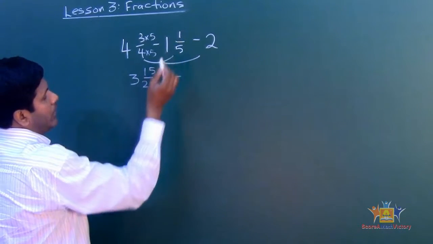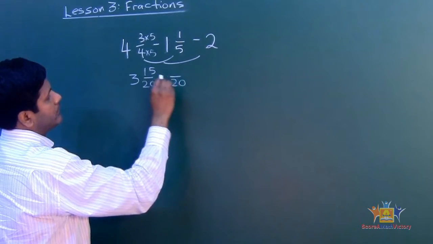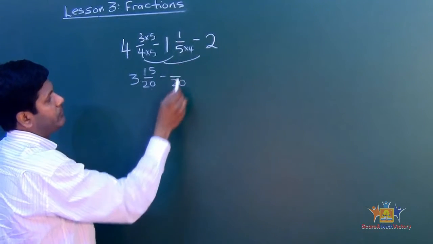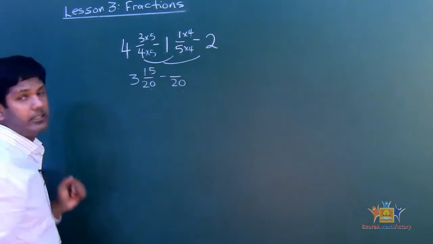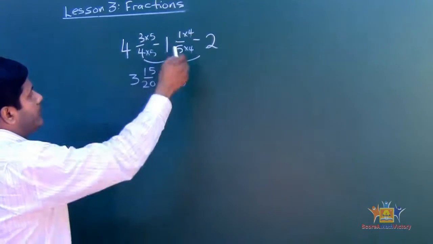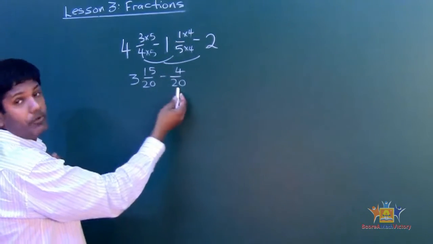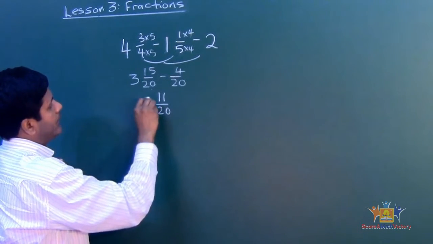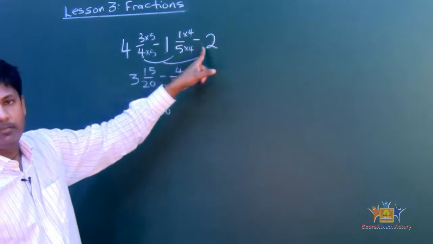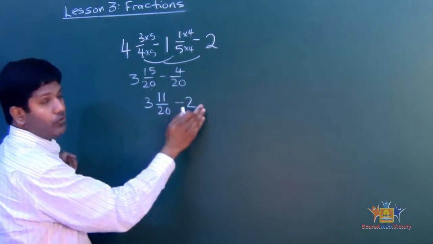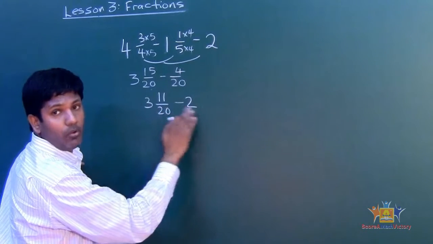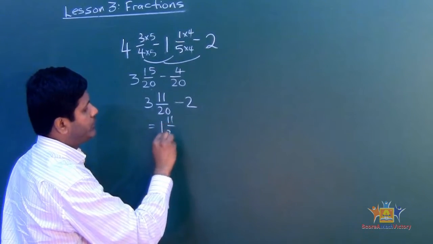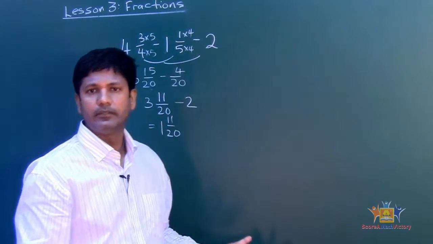Now, how do I go from 5 to 20? I multiply this by 4. Very good, because 5 times 4 is 20. That means I'm also going to multiply the numerator by 4. 1 times 4 is 4. So now I can subtract. 15 minus 4 is 11 over 20, and I bring the 3 across. Now I bring the minus 2 down. There is no fraction to subtract, only a whole number. 3 minus 2 is 1. And I bring the 11 over 20 across. That's it. Pretty easy, isn't it?